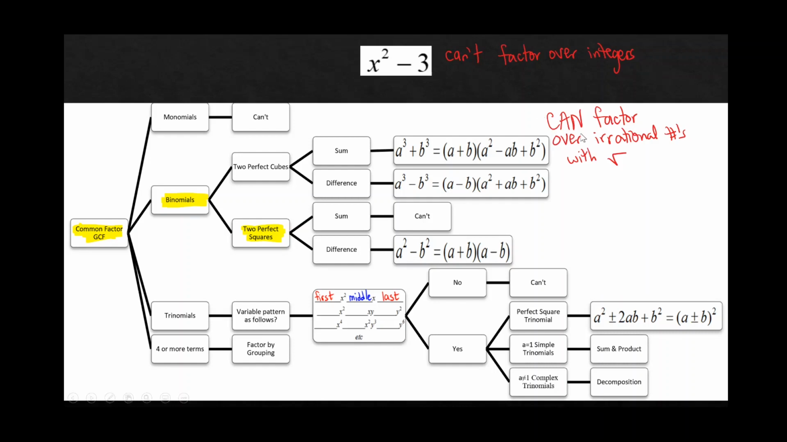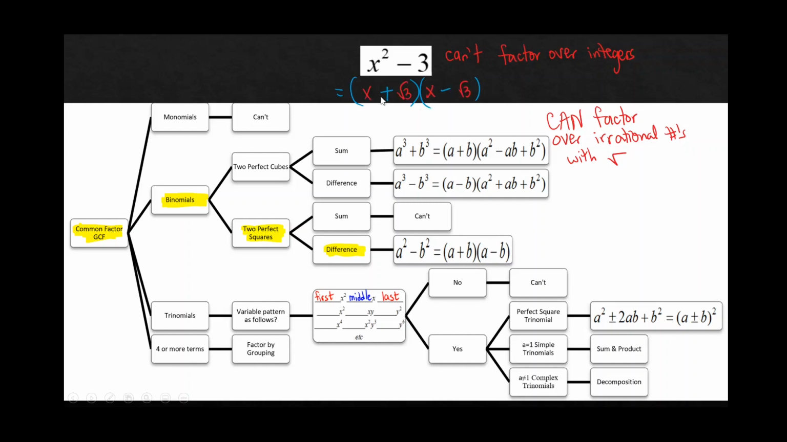I'm going to say that you can factor this using irrational numbers, because root 3 times root 3 will be the 3, and so we could say that it is a difference of squares. As long as we have the variable with a square and a negative, we could still follow this pattern. So we'll have one factor with a plus, one factor with a minus.